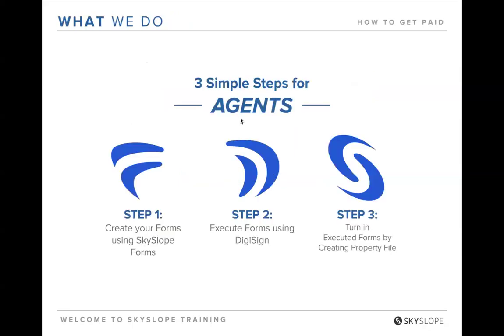Now, the steps that we're going to walk through here today for our agent workflow is step 1, creating forms. Step 2, executing those forms using our digital signature tool. In step 3, turning in those executed forms by creating a property file. So let's go ahead and hop on over to the platform.